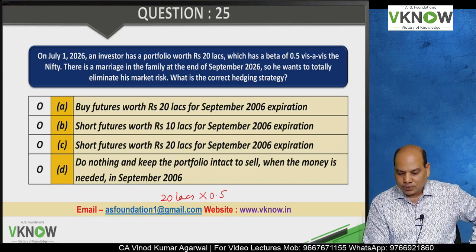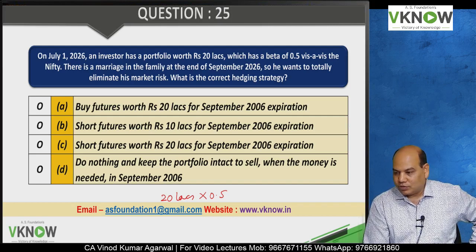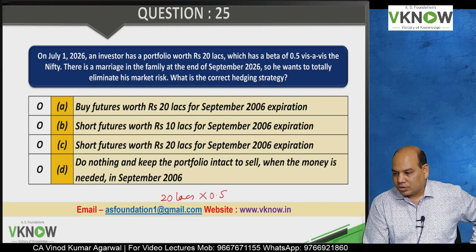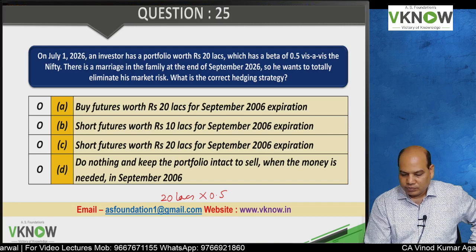The options are: buy future worth rupees 20 lakh, short future worth rupees 10 lakh, short future worth rupees 20 lakh, and do nothing and keep the portfolio intact to sell when the money is needed. What is the answer? 25 B.